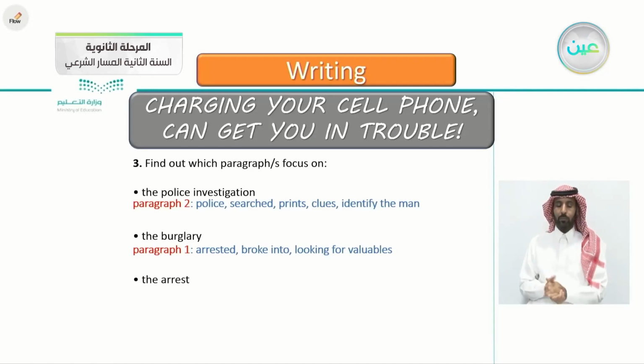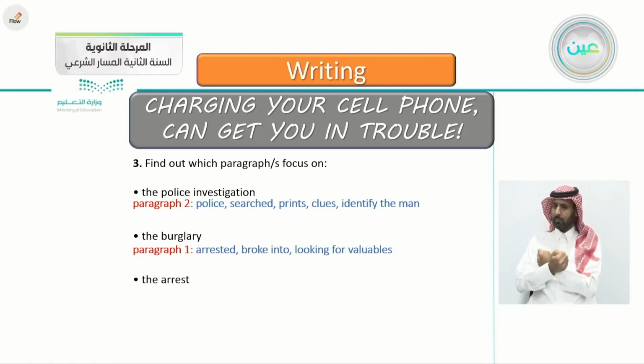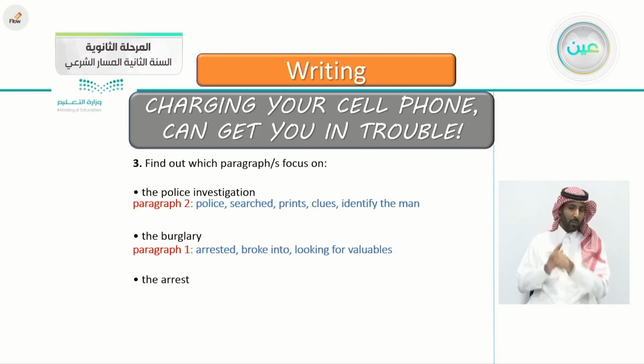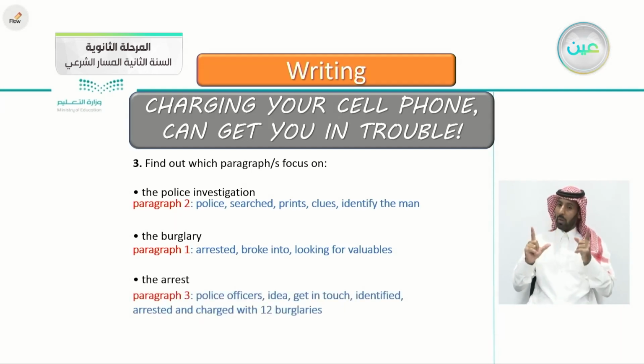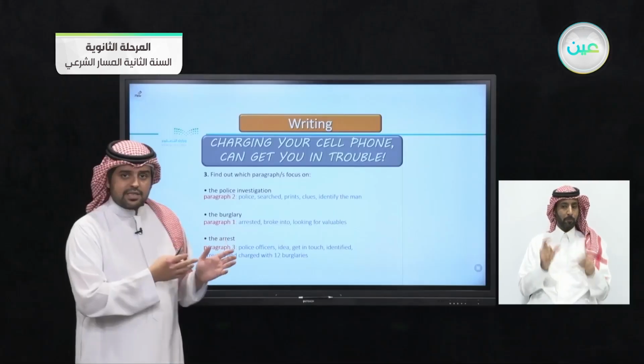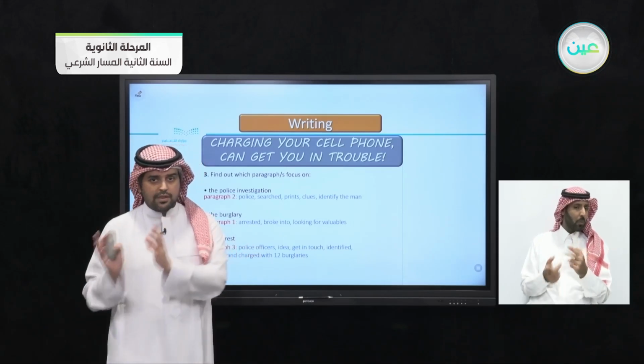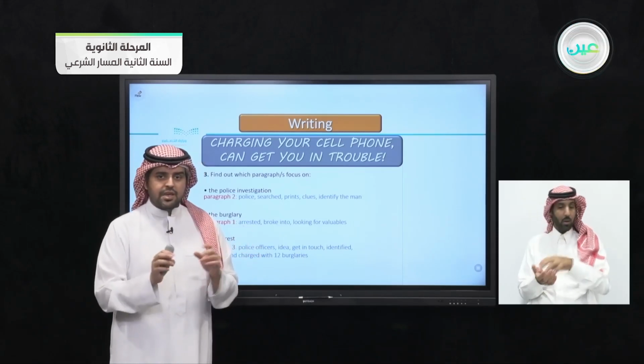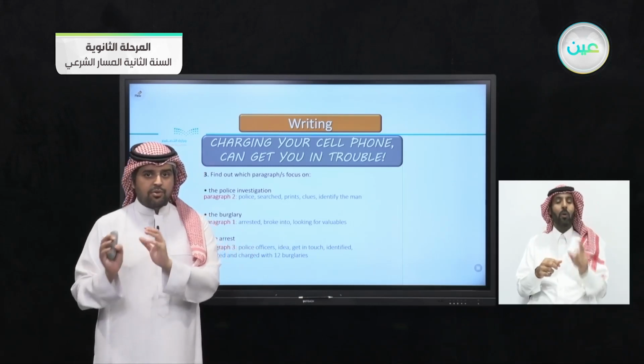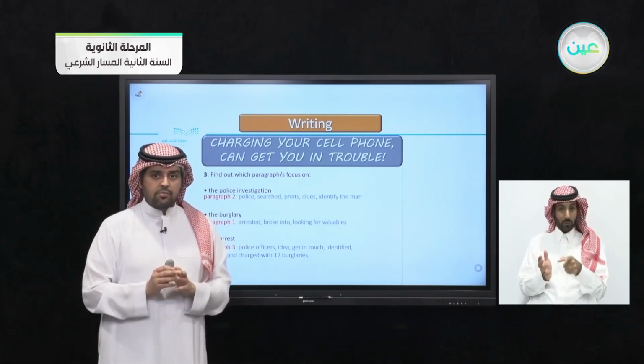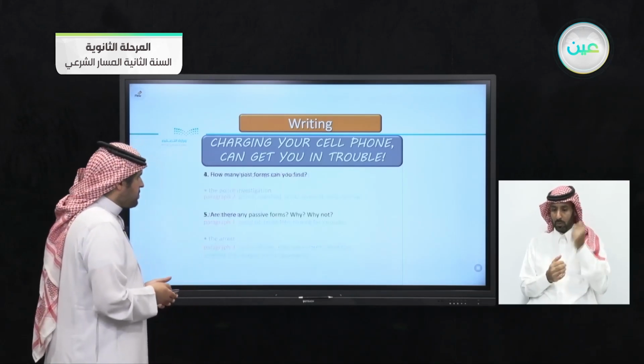The arrest. What about the arrest itself? What paragraph talks about the arrest? Yes, this is very obvious. This is the third paragraph because there are the police officer's idea, the idea of how the burglar was arrested, get in touch, identified, arrested and charged with 12 burglaries. So whenever a question like this comes, asking for the paragraph that talks about a point, try to look for words that talk about the same point. If you do that, most likely you will get the answer.